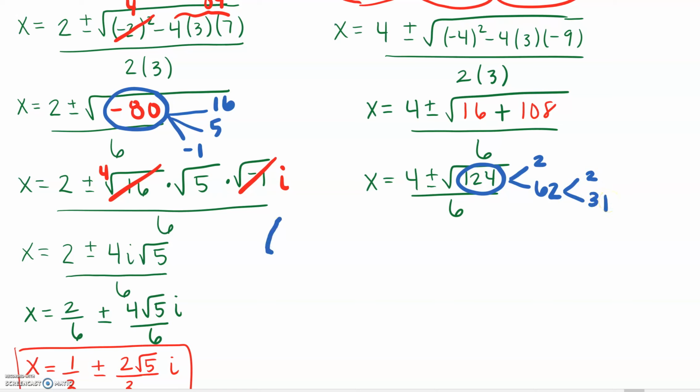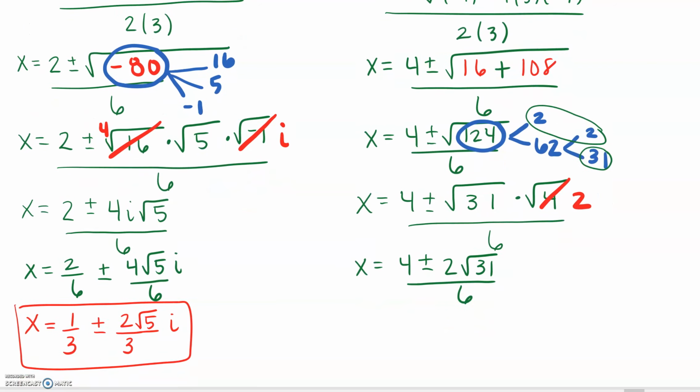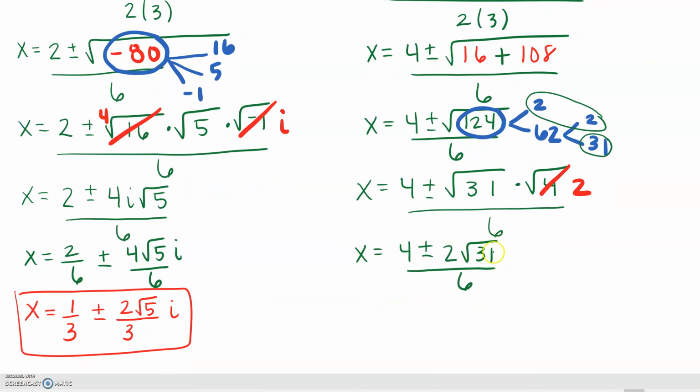Which means that one way for me to rewrite this is to call it the square root. So let's go ahead and write it out. 4 plus or minus the square root of 31 times the square root of 4. So I took my factors of 31 and 4. 4 times 31 is 124, all over 6. I know that the square root of 4 is 2. So if I rewrite, I get 4 plus or minus 2 root 31, all over 6. And the square root of 31 can't be reduced anymore, so that's how I have to leave it.